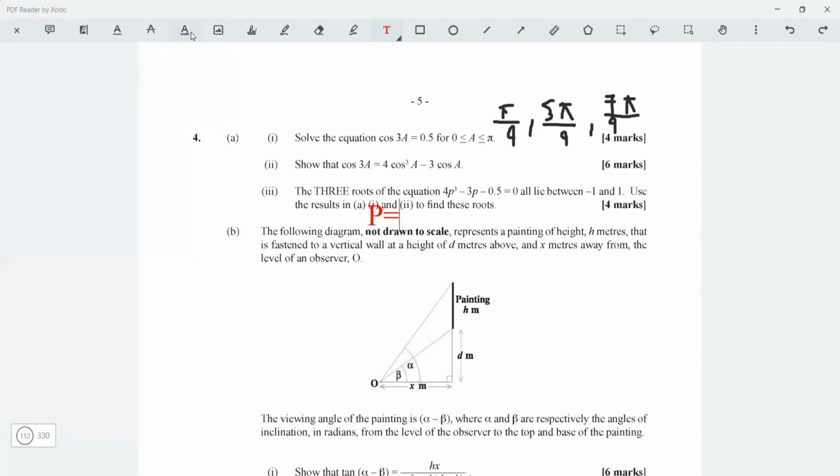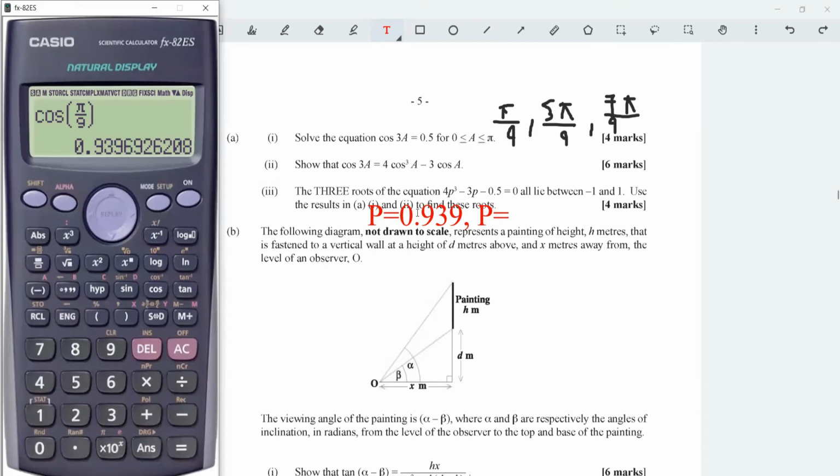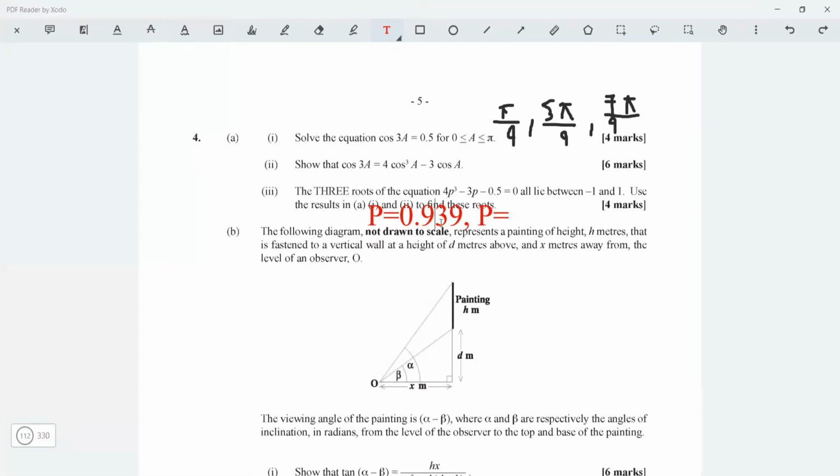So we get 0.939. That's one answer. Then p is also the cos of 5 pi by 9, which is 0.940 since we're rounding.